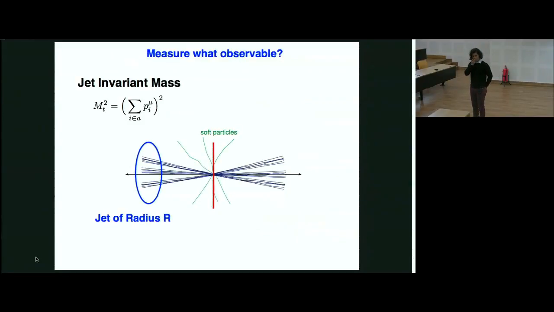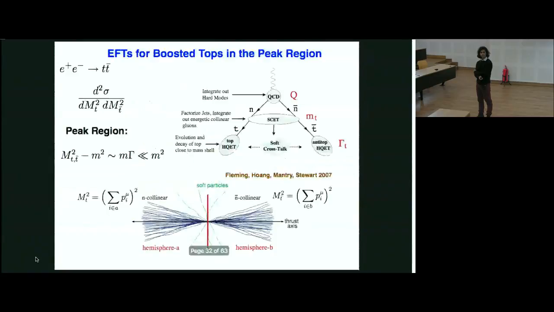And so let's ask ourselves, okay, what is the jet mass observable that we're going to measure? This would be a jet invariant mass. In fact, for e+ e- collisions, I can do much more, I can totally do away with jets. I can define a thrust axis which goes through the two top jets and just measure the mass in each hemisphere. So this was done in 2007, 2008.